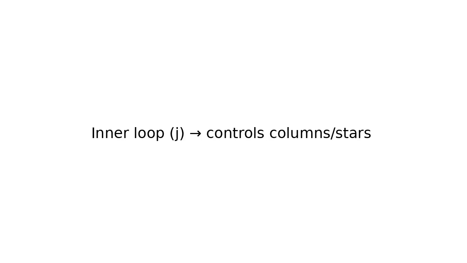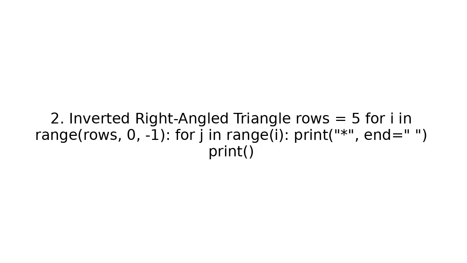2. Inverted right-angled triangle. rows = 5. for i in range(rows, 0, -1): for j in range(i): print("*", end=""). print(). Output: an inverted triangle of stars.